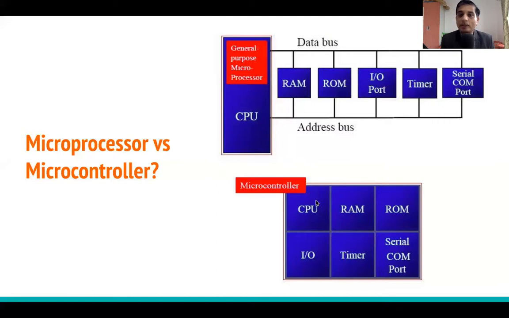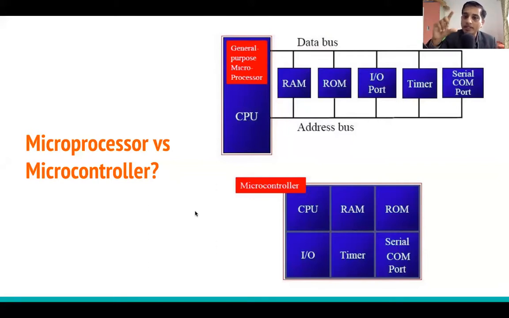a microcontroller. So what does the microcontroller contain? The microcontroller contains a CPU. Inside it, RAM. Yes, inside it, ROM. Inside it, IO ports. Inside it, timers also. Serial COM port is also inside. So all these things that are required to run your program are embedded in one IC. Only one IC contains all these things.